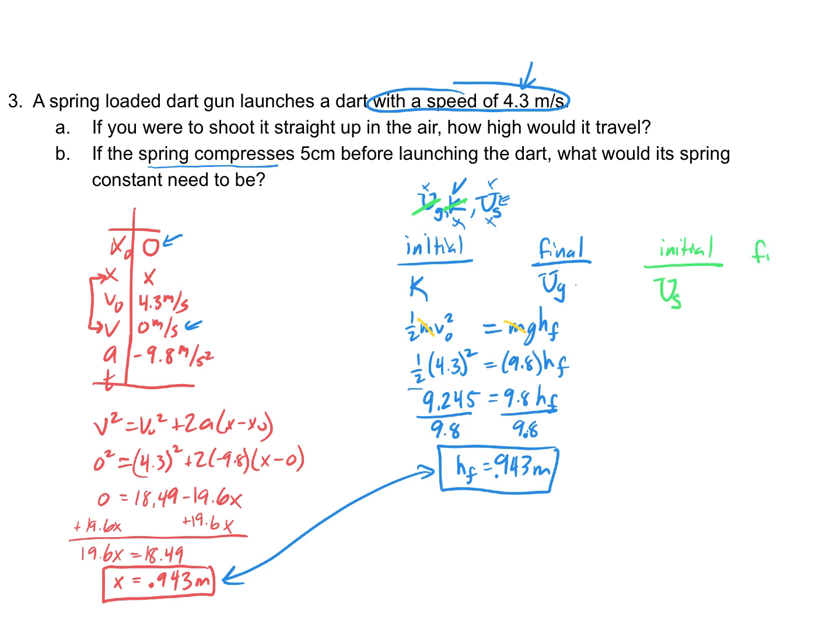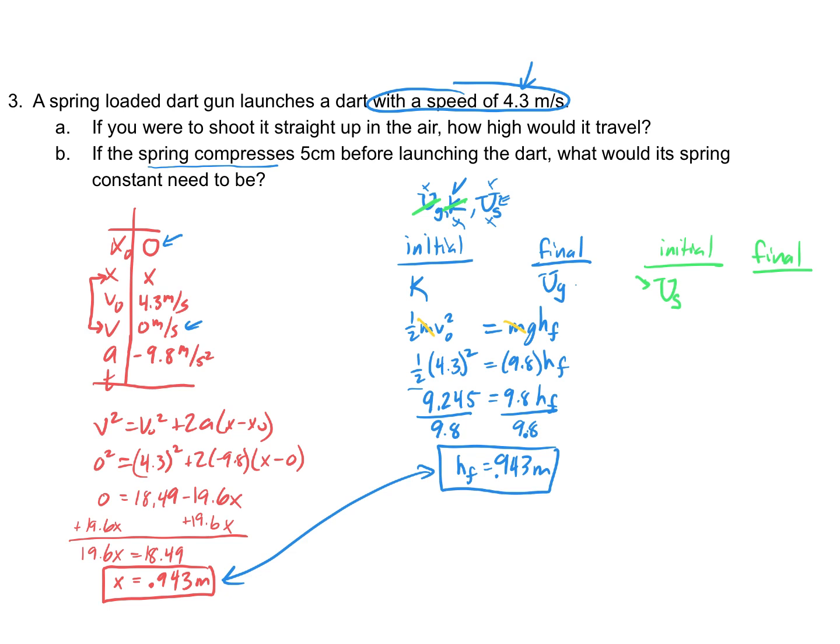Now, the final we're going to look at here can be either of the two because there are no external forces. The spring is accounted for in our elastic potential energy. The only forces that are here is the spring pushing our dart and then gravity. And gravity is fine too because that's part of our gravitational potential energy. So it really doesn't matter.